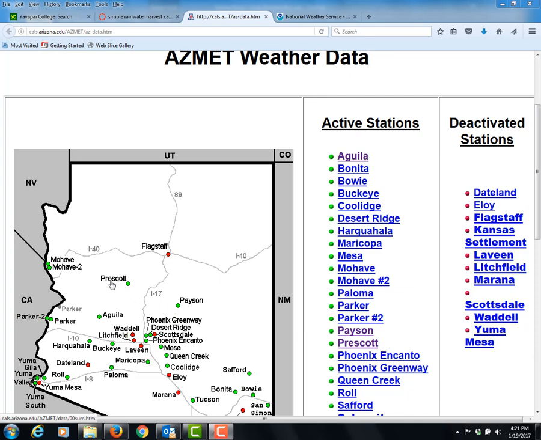As you see here, the green dots are active stations, the red dots are deactivated stations, so you would choose from the green dots. And I get to do a disclaimer. I just tried Prescott and my computer was having some trouble with Prescott.